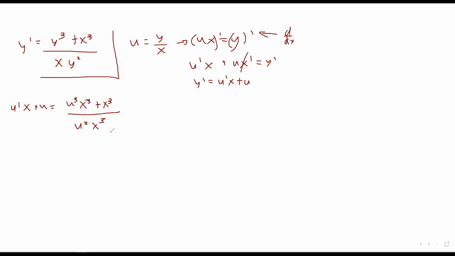You observe that y is equal to ux, and so y squared is u squared x squared. So here we have u squared x cubed in the denominator, and something lovely happens. All of these x's cancel out to become u cubed plus 1 over u squared. Is this really lovely? I don't know, but we'll find out. So we have u prime x plus u equals u cubed plus 1 over u squared.